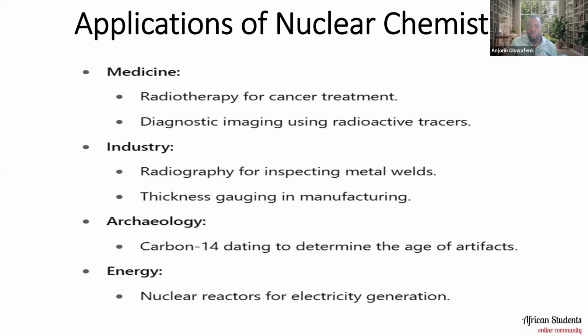when it is welded together. So what do we use to inspect that metal weld? We just subject it to radiography, and that will tell us if the metal that was joined together through welding is perfect or has an issue that needs to be corrected before deploying it and using it for whatever purpose it was meant for. And also for thickness gauging in manufacturing, that's another area where the knowledge of nuclear chemistry is deployed.